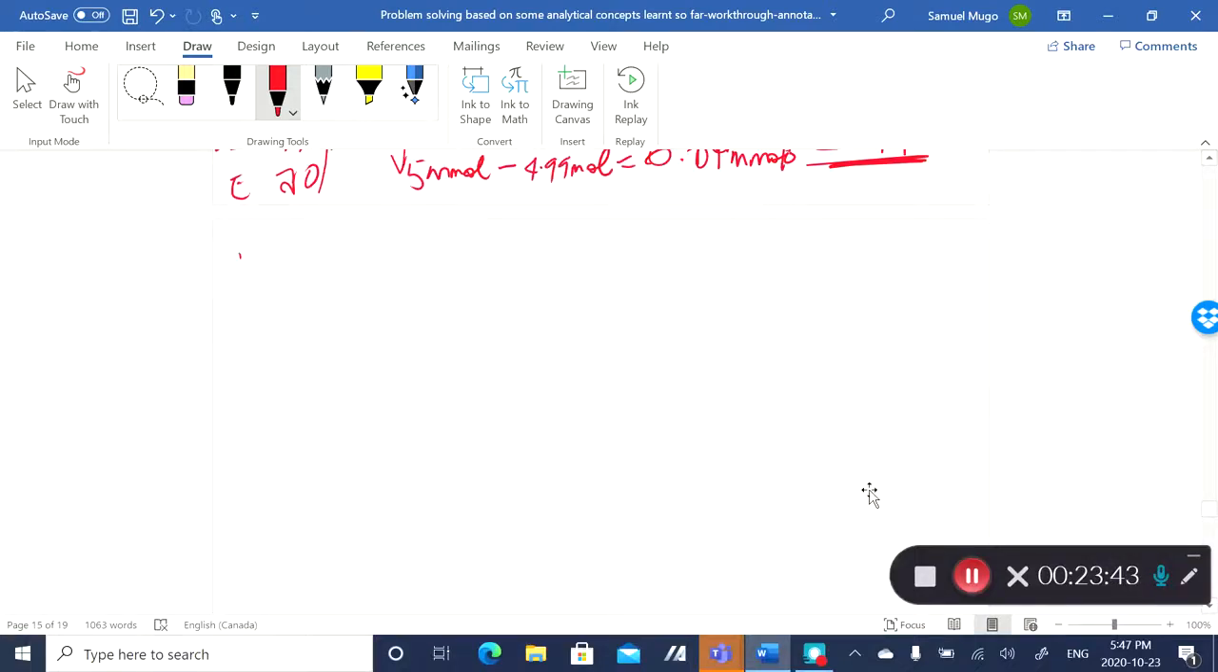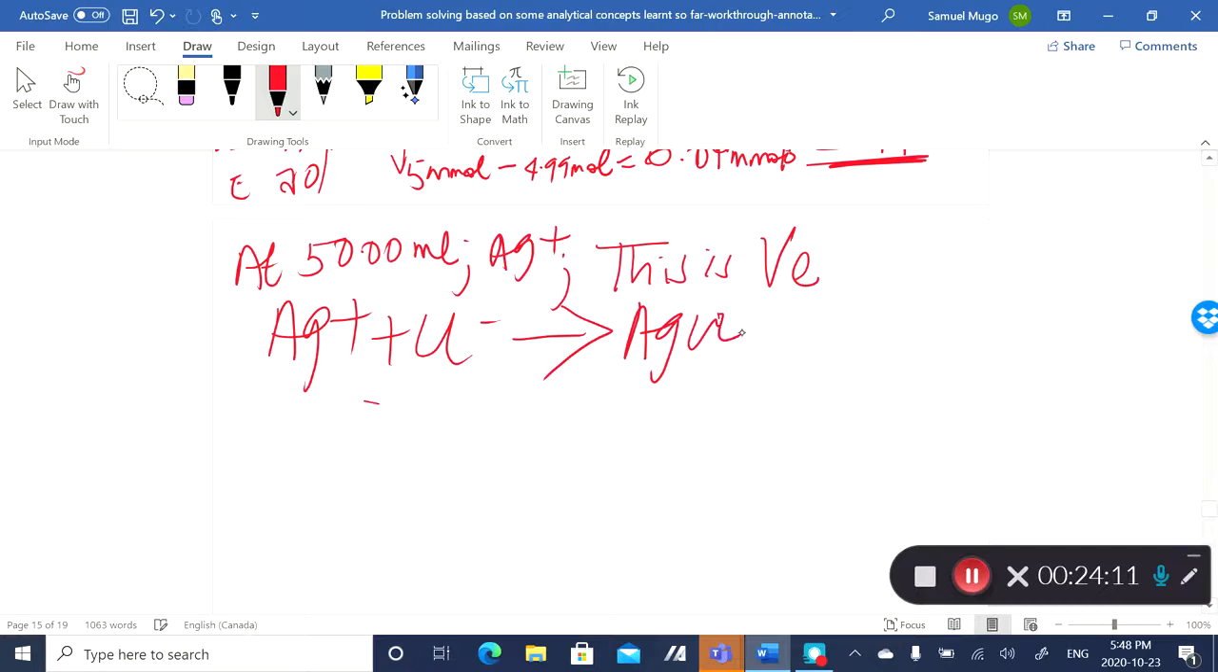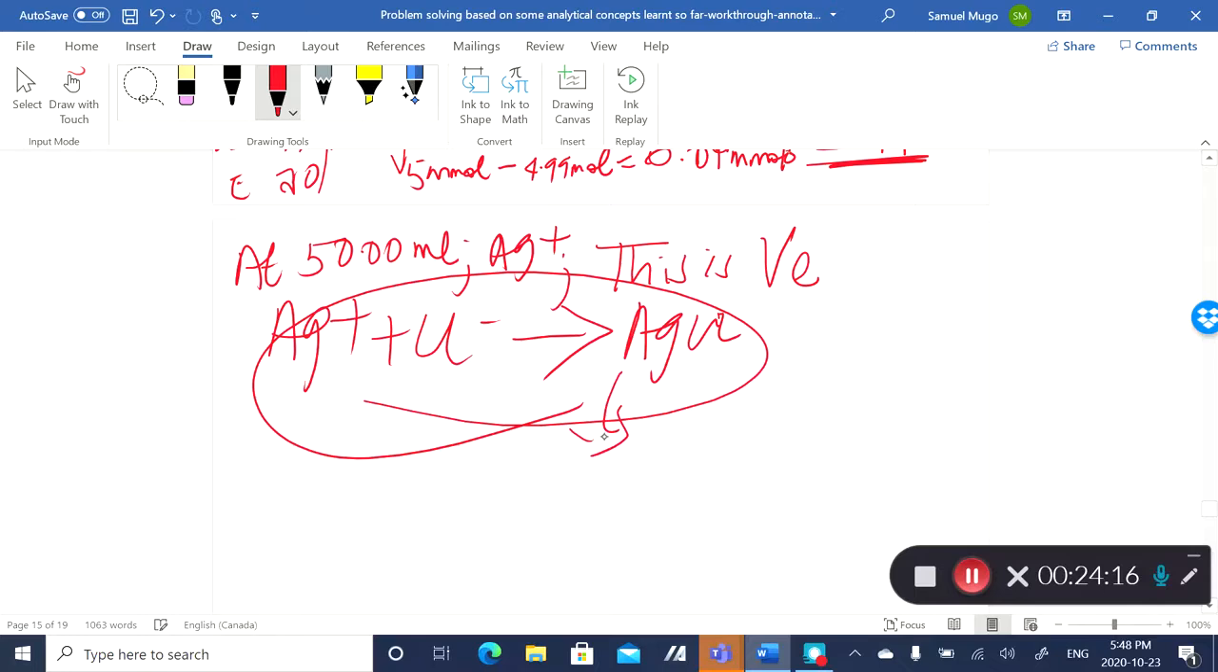Now the other part is, what about at 50 ml, after I've added 50 ml of the titrant? So if you've been following, you know that this is the equivalence volume, this is the VE, and we all know the equivalence volume means that the silver plus the chloride, this reaction has gone to completion, meaning I just have products.